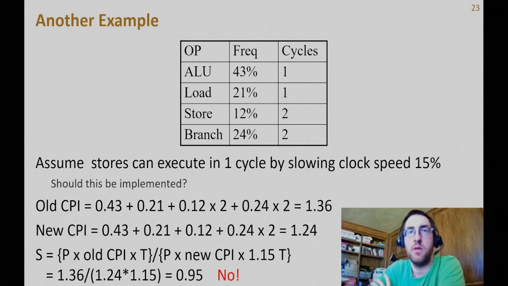So the old CPI of 1.36 divided by the enhanced CPI of 1.24 multiplied by the slower clock speed of 1.15 is 0.95. So that means the speedup with this enhancement is 0.95. That's actually a slowdown. So we would not want to implement this, all else being equal. Changes in compilers can also be fit in this by looking at how they affect the number of instructions that are generated for a given program. And so we can use this to look at whether proposed enhancements should or should not be adopted.